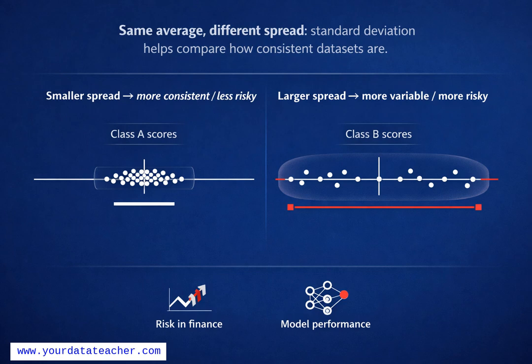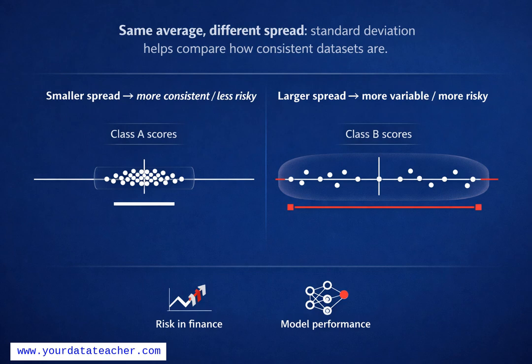On the right, you see class B. The average score is the same, but the dots are spread much more widely. Some scores are much lower, some much higher. Here the standard deviation is large, the performance is more variable, and the outcome is more uncertain. This is the power of standard deviation. It lets us compare the consistency of different datasets that might have the same mean.